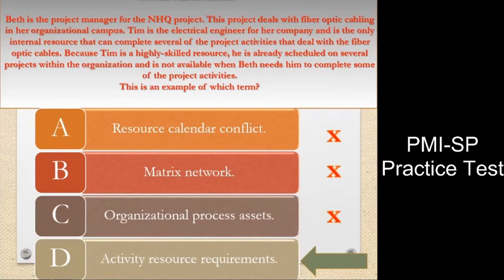Answer option C is incorrect. Organizational process assets are things that have been created to help assist the management of the project. Answer option A is incorrect. The resource calendar conflict is not a valid project management term.